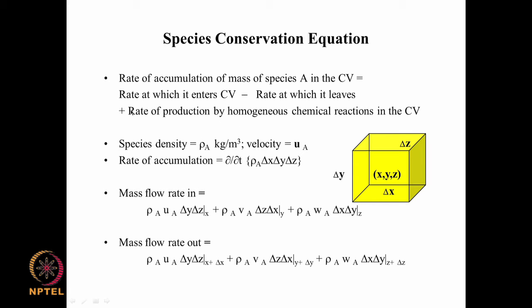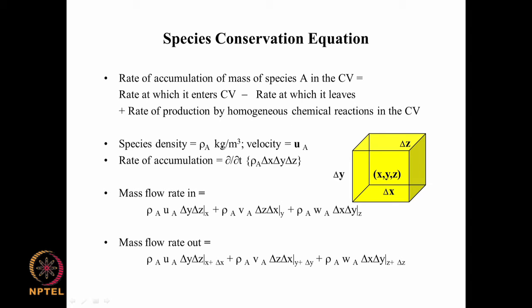In the case of destruction, this term will be negative, and we put plus here because, in the absence of the rates at which it is entering and leaving, production of the species will lead to accumulation. So, the left hand side is balanced by a positive value here as a production term. So, rate of accumulation of mass of species A in the CV is equal to the rate of production by homogeneous chemical reaction within the CV, plus the net amount of species advected by the process of inflowing fluid and outgoing fluid.